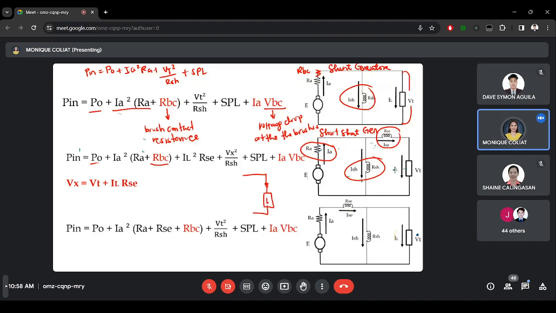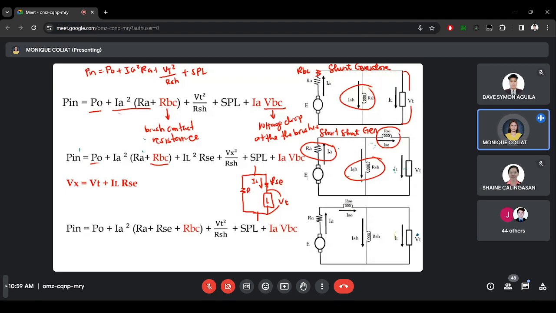How to get the Vx. So, maximum energy RSE at that will load. Then across the load, we have here the terminal voltage, and given the current flowing, we have IL through RSE.